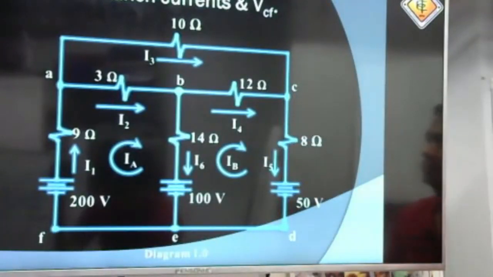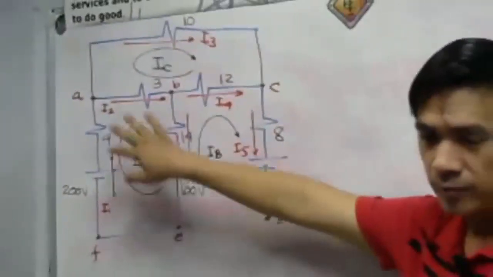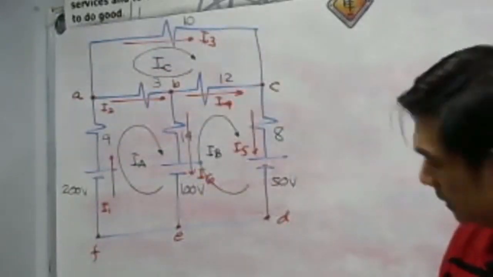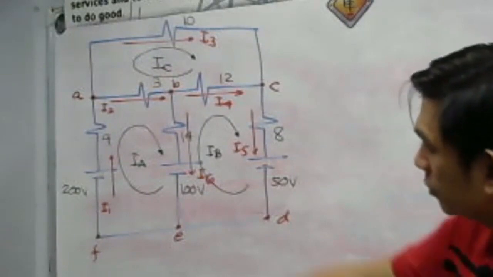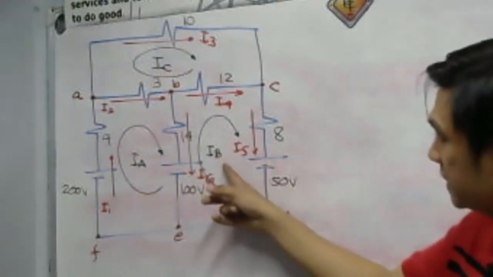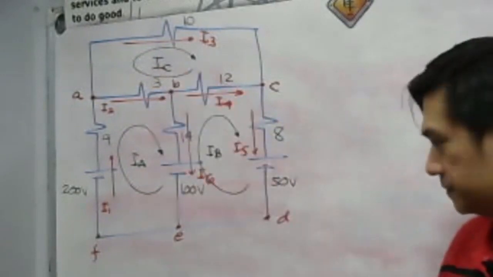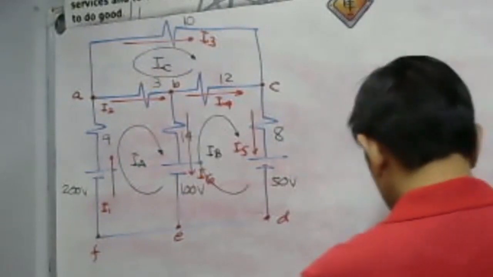Okay, what will be the voltage? So let us take a look at our circuit on the whiteboard. I just copied the given circuit. The loop current for loop 1 is IA, for loop 2 is IB, for loop number 3, we have I sub C. Okay, so let us have loop number 1.